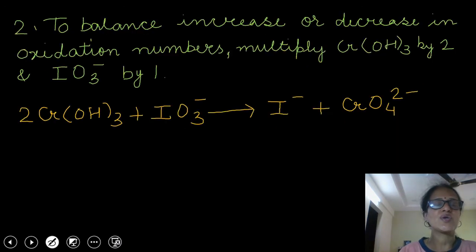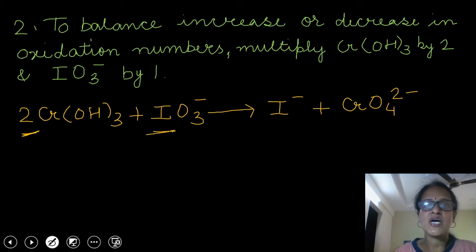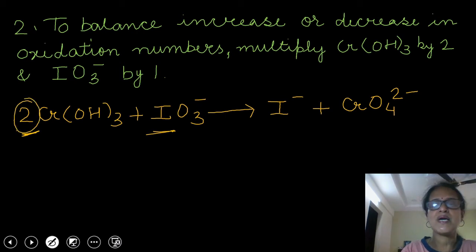You can see the chromium trihydroxide I have multiplied by the term 2 and iodate ion I have multiplied by the term 1. Now in the next step, we will balance all other atoms except hydrogen and oxygen. So we can see here in the reactant side we have only 2 atoms of chromium, but in the product side we have only 1 atom of chromium. So in the next step we have to multiply chromate ion by the term 2.